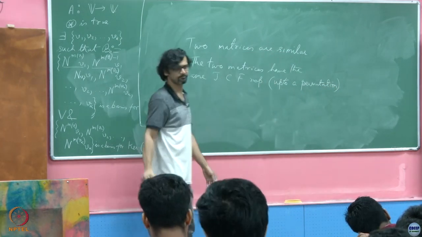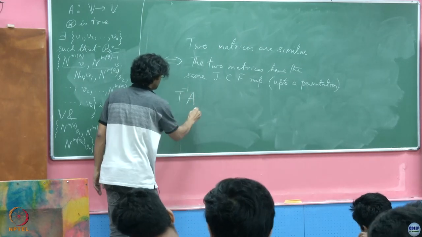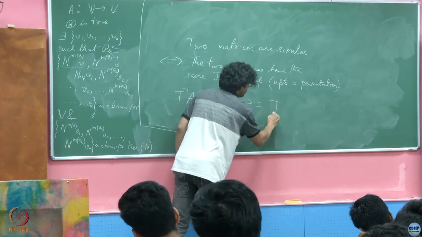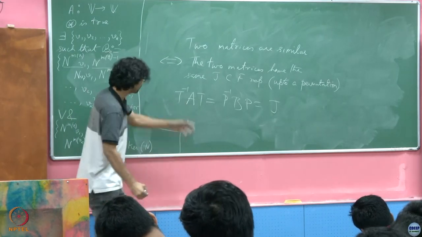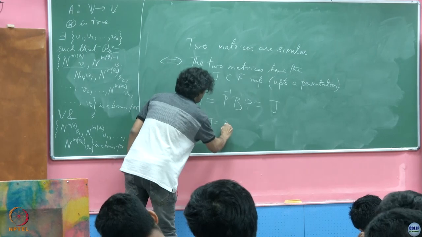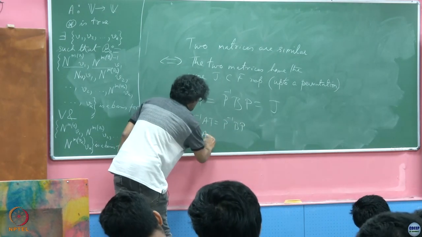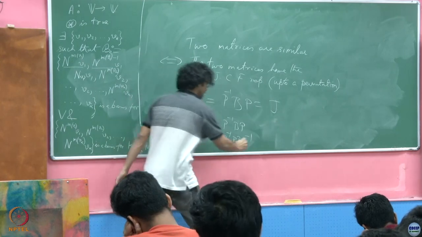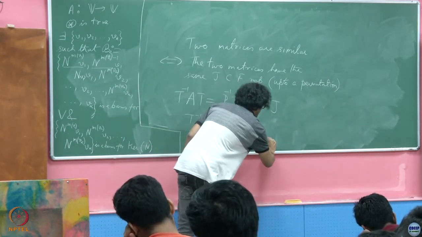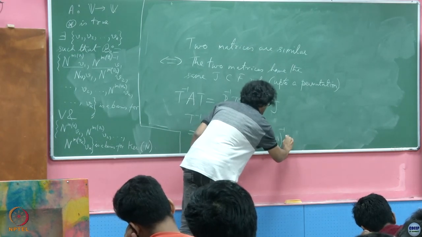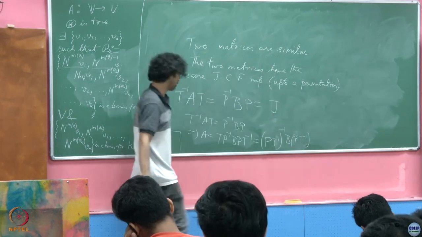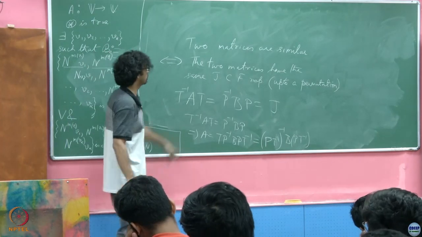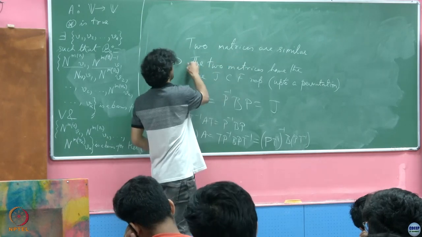One side is very easy to see. Suppose A is hit upon with T inverse AT and B is hit upon with P inverse BP, so that both of them look like the same Jordan canonical form. Then of course, T inverse AT is equal to P inverse BP, so that A is equal to T P inverse BP T inverse. So the similarity transformation is what? (P T inverse) whole inverse B P T inverse. So they're similar. If they share the same Jordan canonical form, then they're similar. That's pretty straightforward, right? So this side of the proof is very easy.